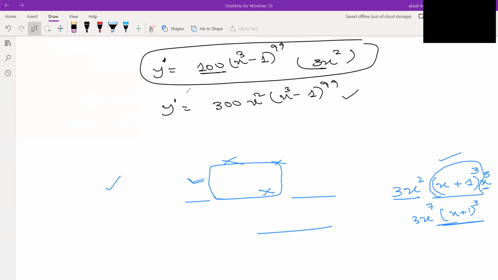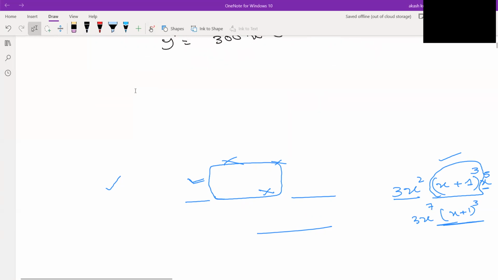Anyway, is this question clear to you? Yes. Okay, let's do example number 4, which is f of x equals 1 divided by the cube root of x squared plus x plus 1.